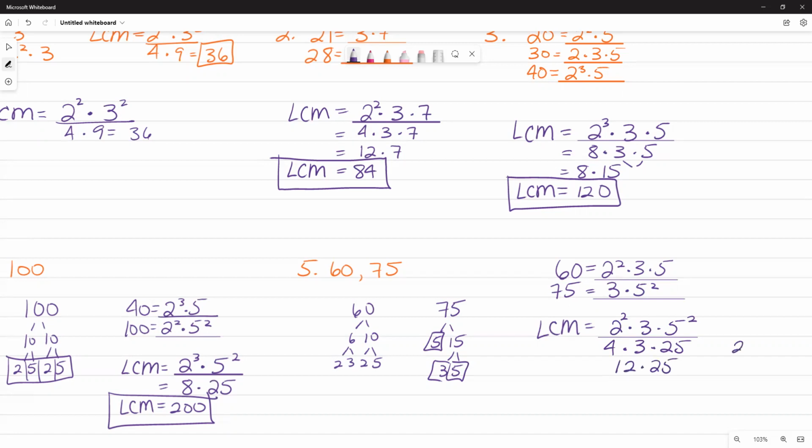I think it's 300, because 25 times 10 is 250 plus 50, which is 25 times 5. So it should be 300, but we'll do the math. Carry my 1, that makes that a 5. Yep, it's 300. So it's 250 plus 50, so 300. So the least common multiple is 300.